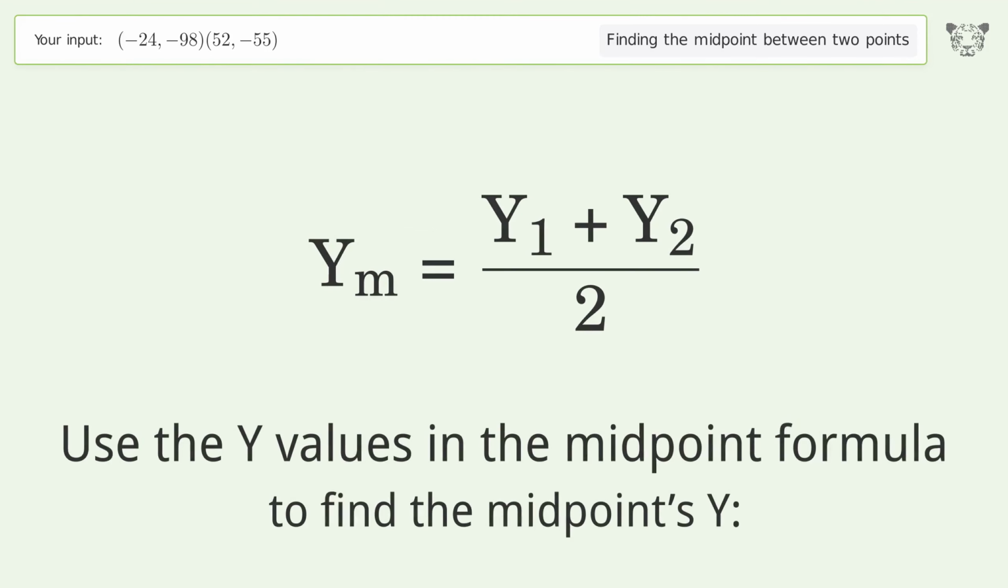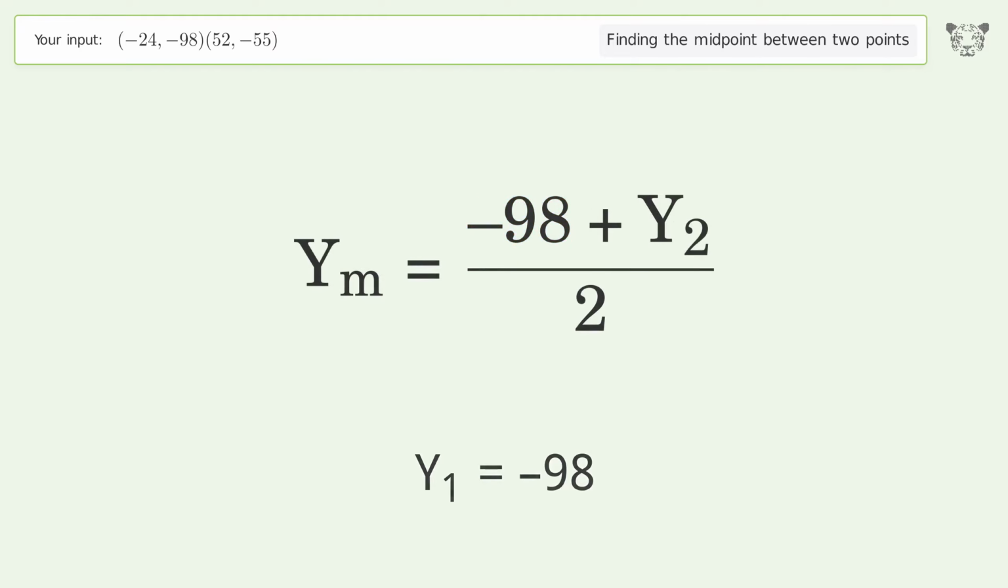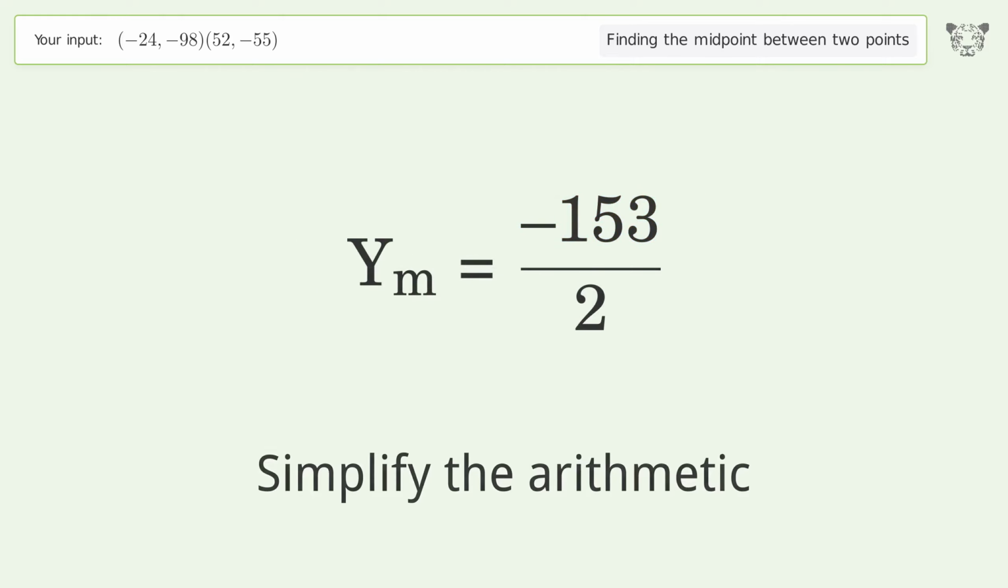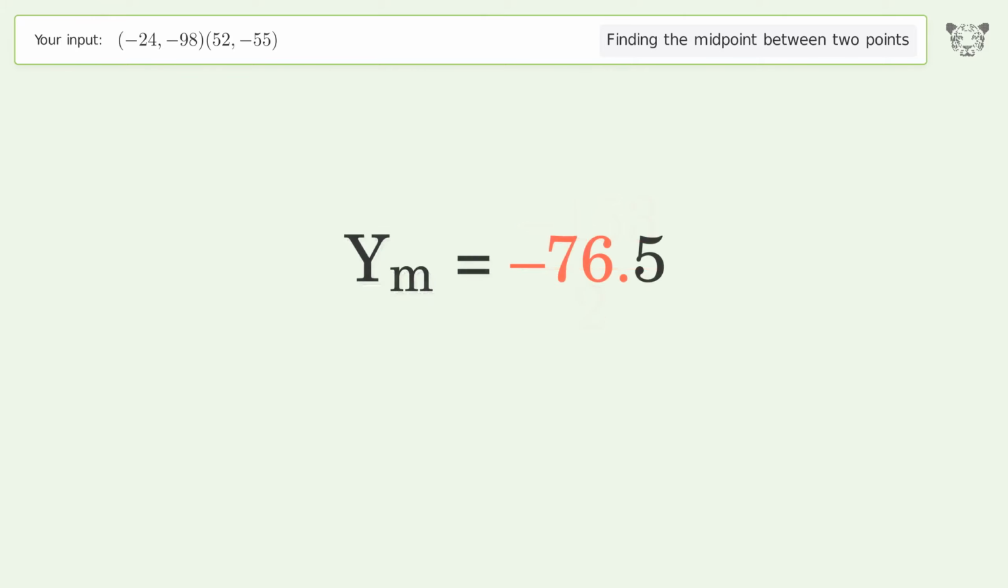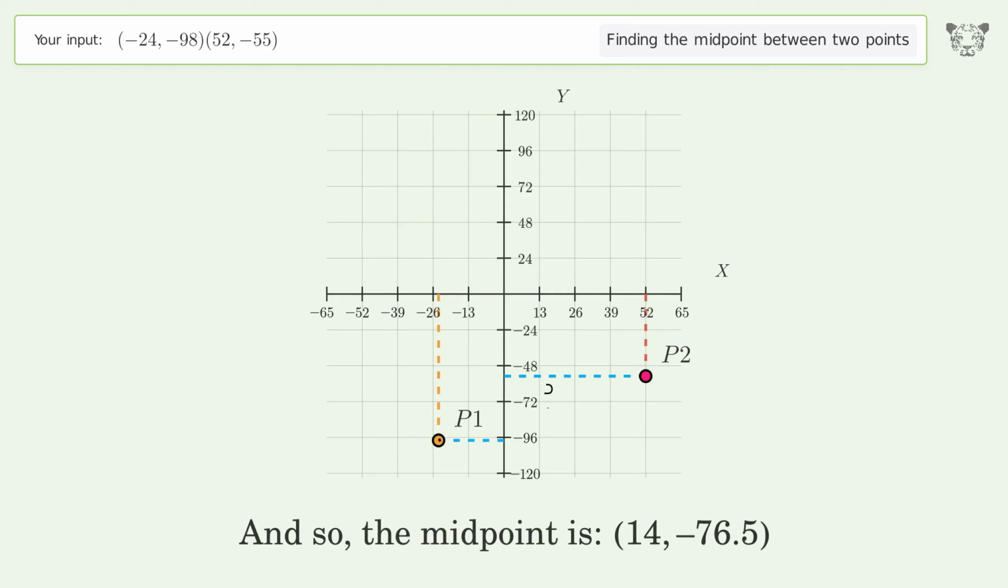Use the y values in the midpoint formula to find the midpoint's y. y1 equals negative 98. y2 equals negative 55. Simplify the arithmetic. And so, the midpoint is 14, negative 76.5.